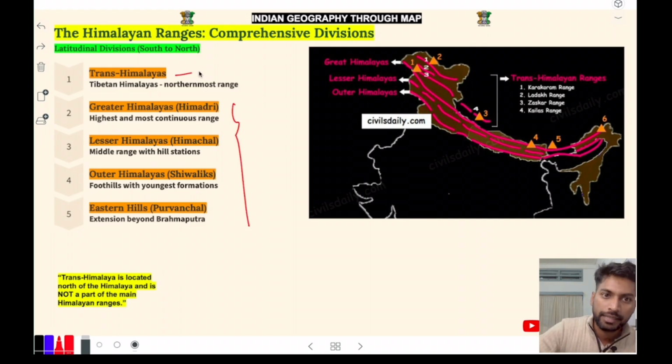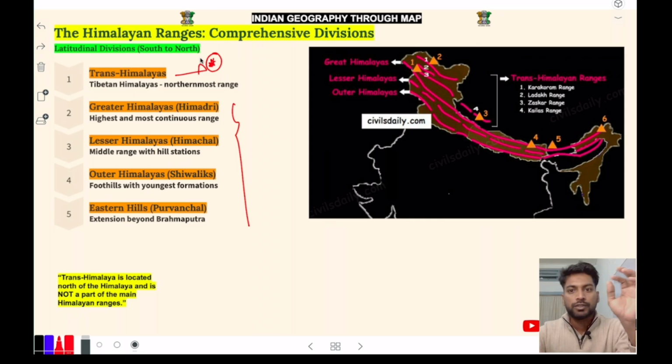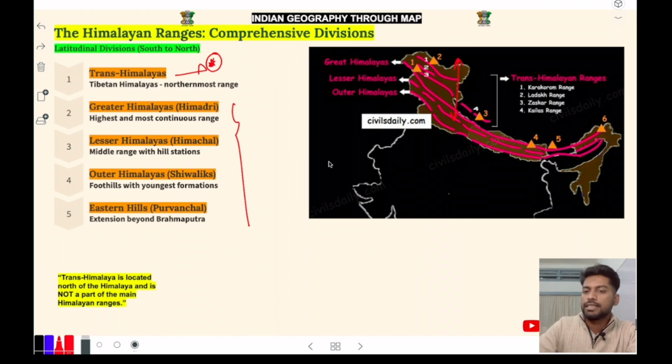Trans Himalaya is not a part of Himalaya, but still we just wrote it there. So we can divide Himalaya in 4 parts in longitudinal section, or you can say south to north. If you divide this way, you can divide in 4 parts. See, the first part is Greater Himalaya. First from here to here, a continuous chain of Himalaya. This is your Greater Himalaya.